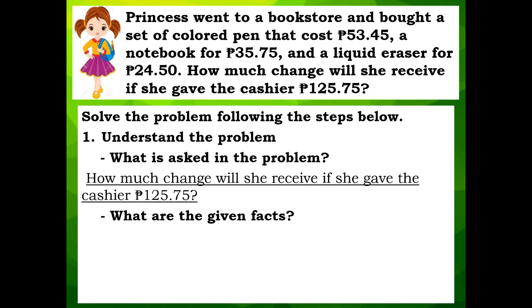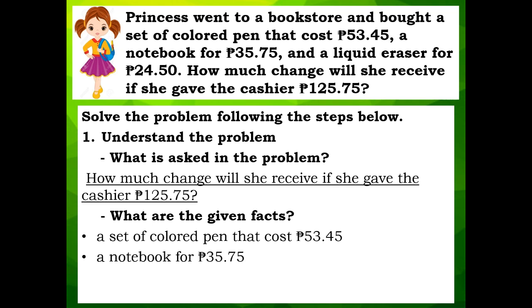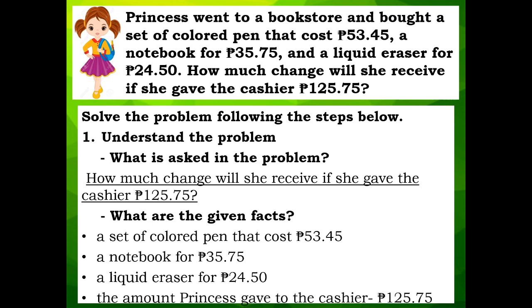Next, what are the given facts? A set of colored pen that costs 53 pesos and 45 centavos, a notebook for 35 pesos and 75 centavos, a liquid eraser for 24 pesos and 50 centavos, and the amount Princess gave to the cashier, which is 125 pesos and 75 centavos. Did you get the answer, children?